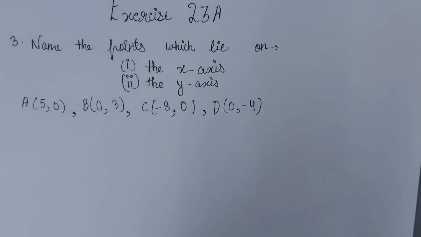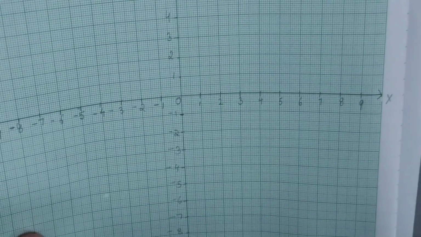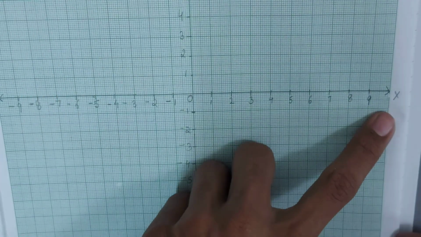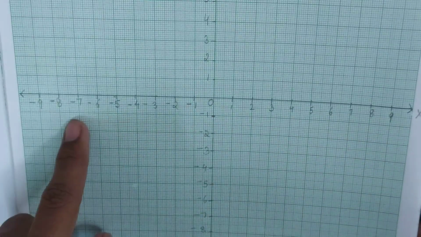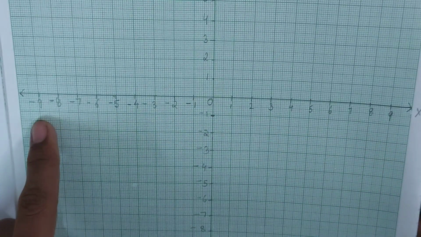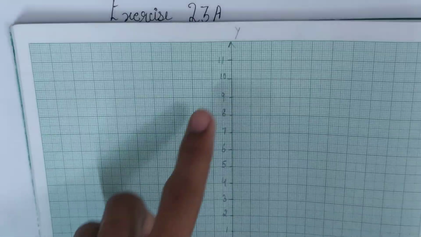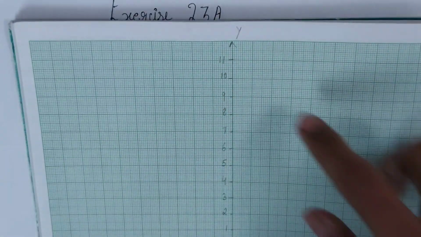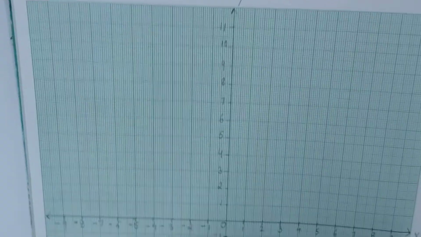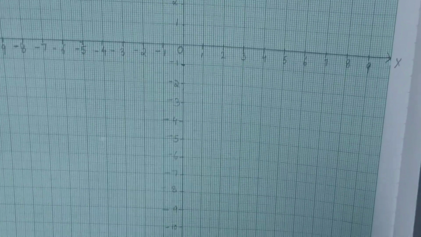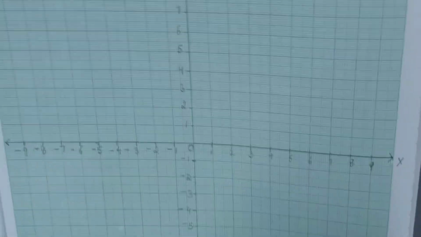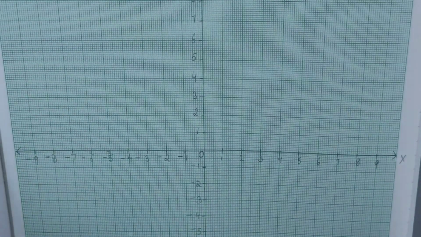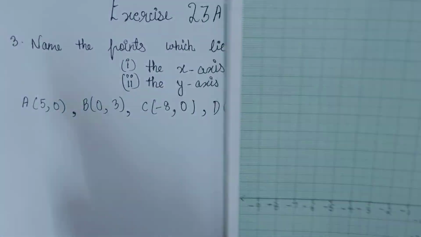So for saving up time and energy, I have already made this graph with the x-axis and the y-axis. As you can see, the x-axis is like this, 9 on both the sides of 0. Then here you can see the y-axis as well, 11, 10, 9 here, and similarly below as well. So this is what I've made. Now we have to mark each of these points, won't take much time.